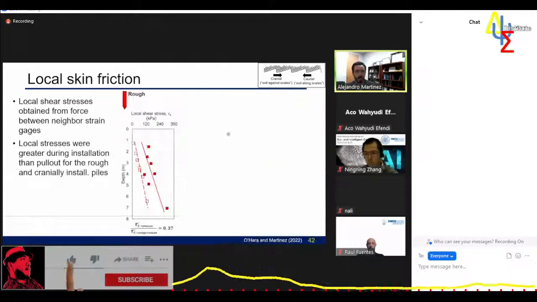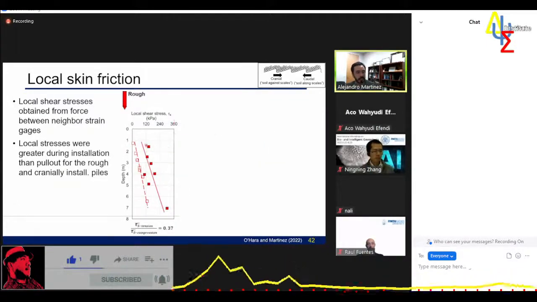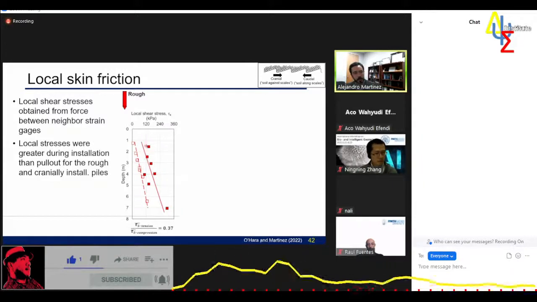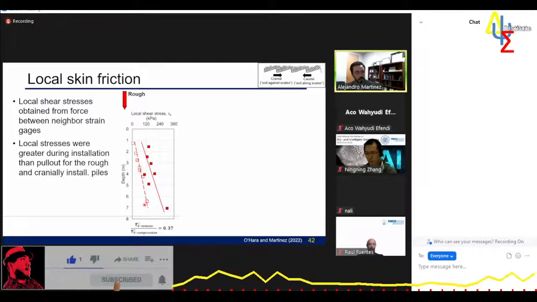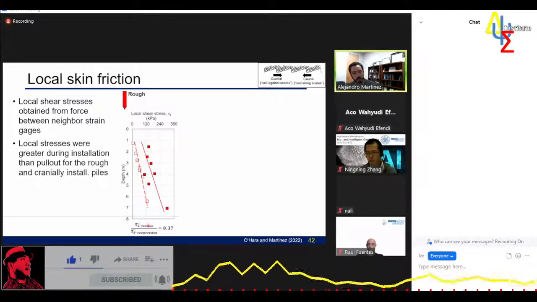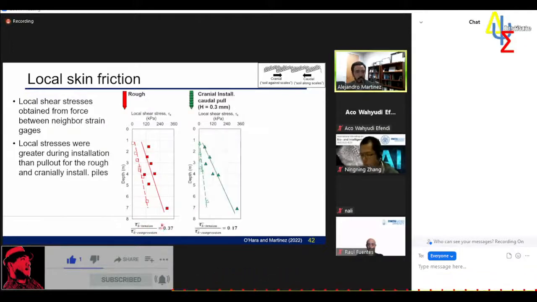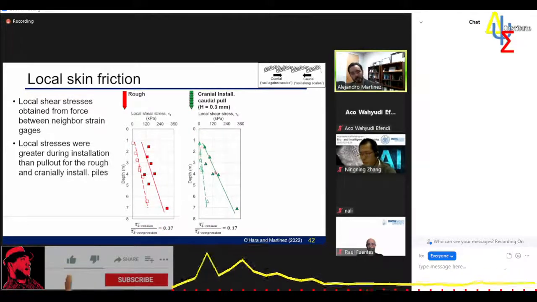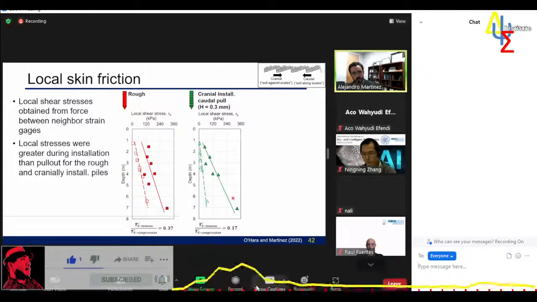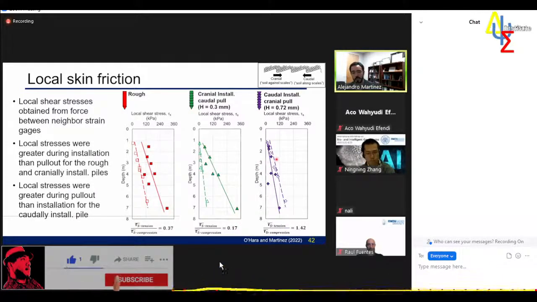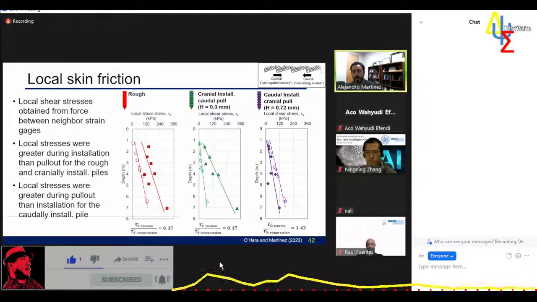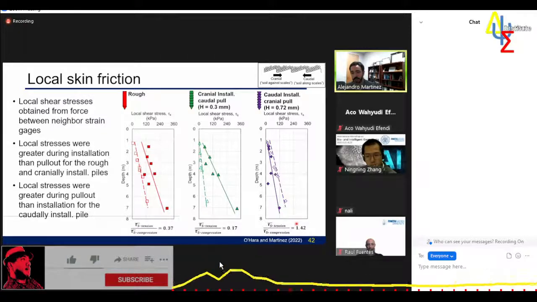So taking a closer look at those 3, for the rough pile, on the solid symbols I have local shear stresses during installation, and in the open ones I have local shear stresses during pullout. The ratio of those, tension to compression, is about 0.4. The pile that was installed cranially has very large local shear stresses during installation, much larger than during pullout, and the ratio is about 0.2. And finally, we have the third pile that was installed caudally, and now we see that the pullout local stresses are much greater than the installation ones, and the ratio now is 1.4.